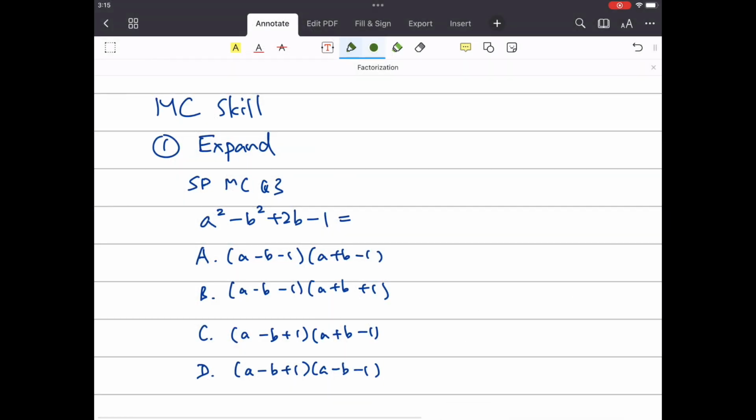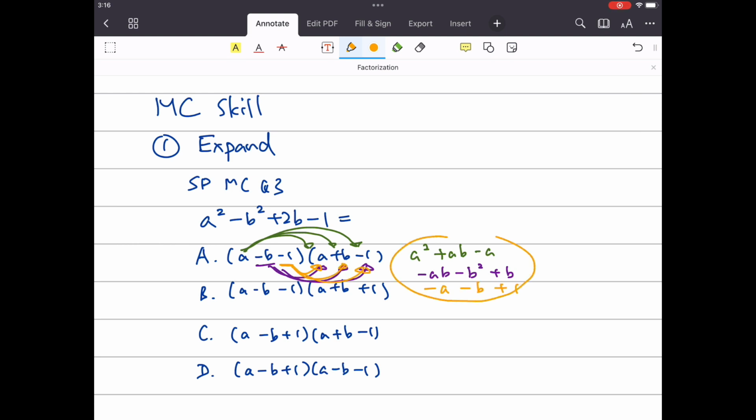For the first MC skill, we are going to do the expansion instead. So we expand the answers one by one. For option A, I do it in detail so that all of you can follow easily. After simplification, you may know whether option A is correct or not. If you practice more, some of you may be able to do the partial expansion.